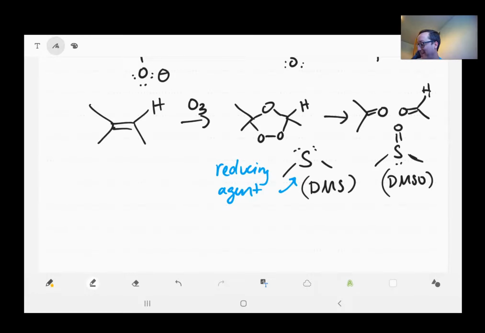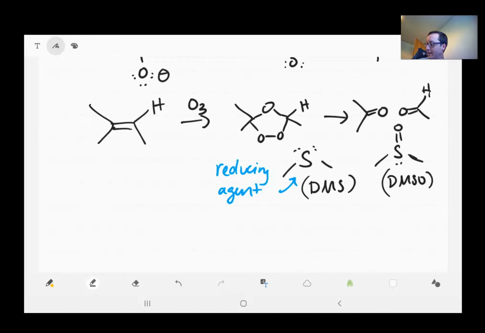Perfect. Okay. Well, just remember with the 15 things we can do with alkenes, that's one of them. And that's just one example where we did use some of the chemistry of sulfur as a reducing agent to help that process out, so that we do end up with our mild oxidative cleavage of our alkene.